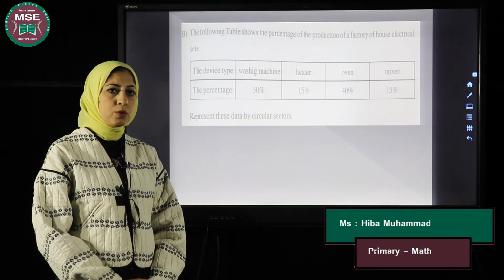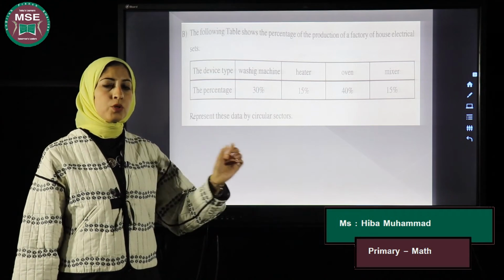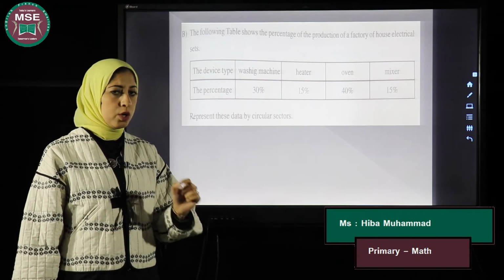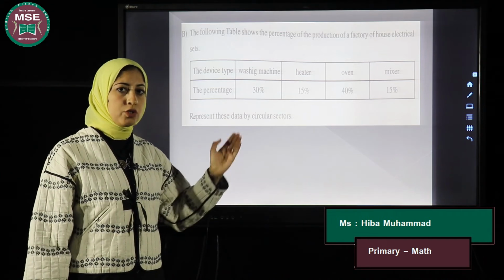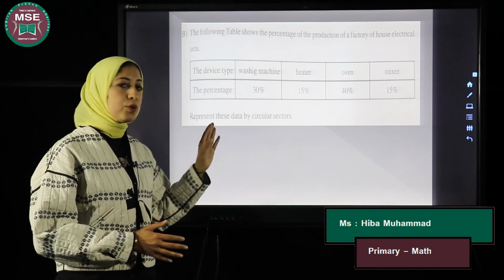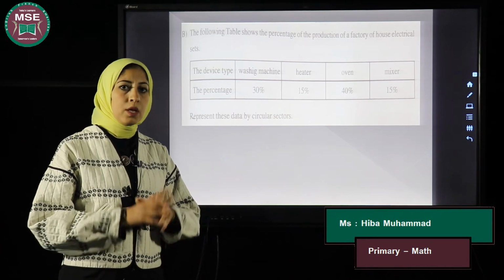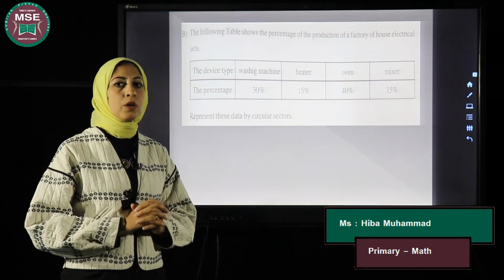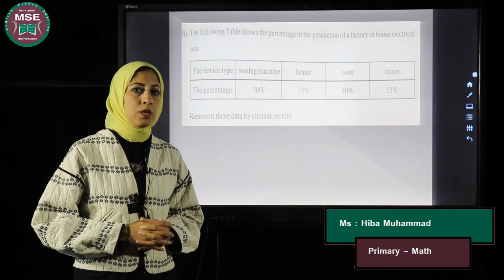To represent using a pie chart, I have to change each number to a degree because I will draw using the protractor. I have to change each percentage or each number inside the table to a degree. To change it, I have to get the total first. All these numbers are percent. The total percent of anything is 100. So our total here is 100.